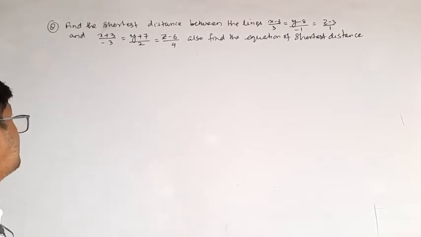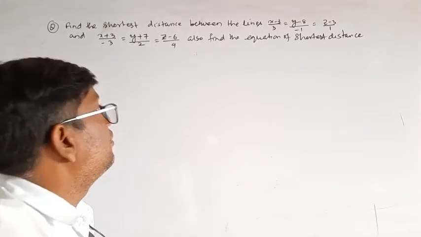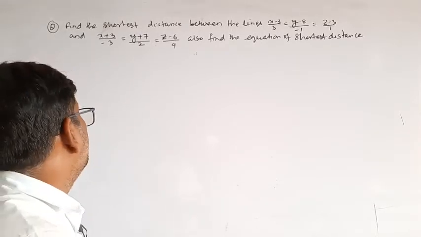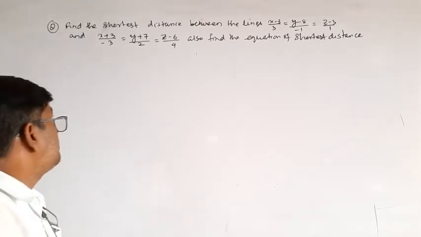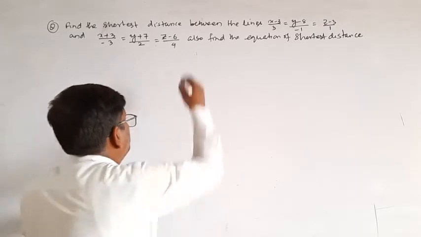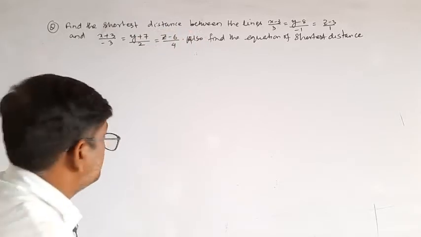Find the shortest distance between the lines (x − 3)/3 = (y − 8)/(−1) = (z − 3)/1 and (x + 3)/(−3) = (y + 7)/2 = (z − 6)/4. Also find the equation of the shortest distance.